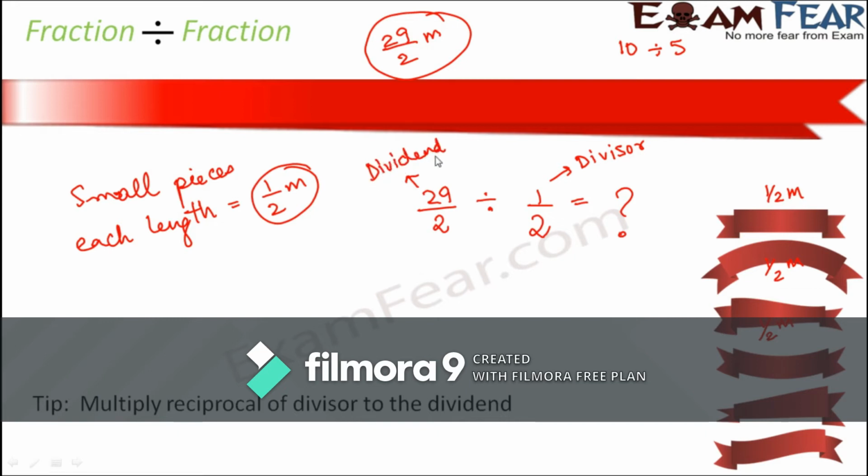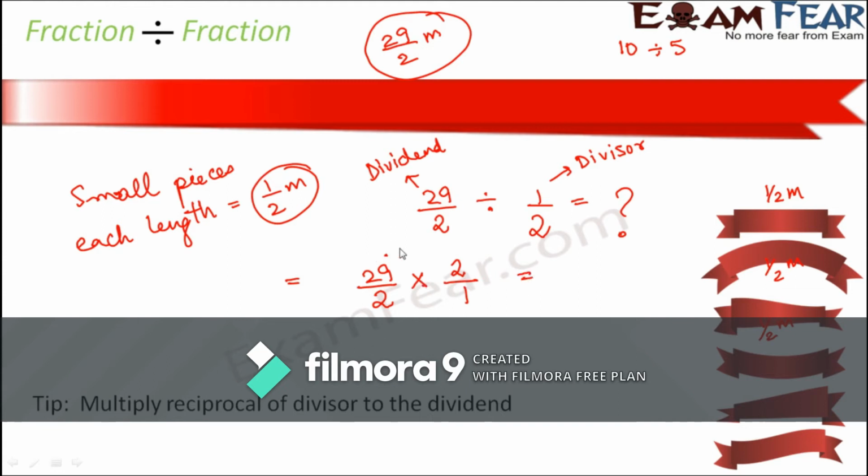So these are certain things which you have already learned in your junior classes. So what you need to do is dividing 1 by 2 is same as multiplying 2 by 1. That is the reciprocal of the divisor. So in order to divide two fractions, always multiply the reciprocal of the divisor. So the reciprocal of the divisor is 2 by 1. So multiply this to the dividend.